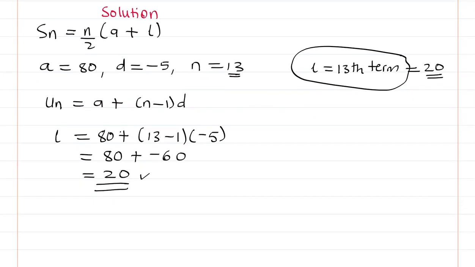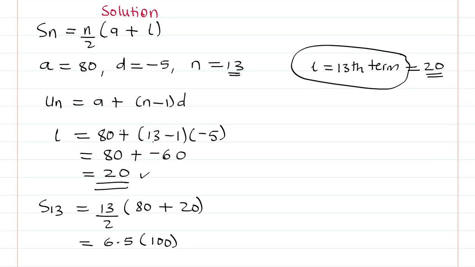So after getting the last term, you just substitute. We now say the sum of the first 13 terms is n, the number of terms, 13 over 2 into the first term 80 plus the last term 20. And then we press the calculator. 13 divided by 2, we get 6.5, into 20 plus 80, we get 100.